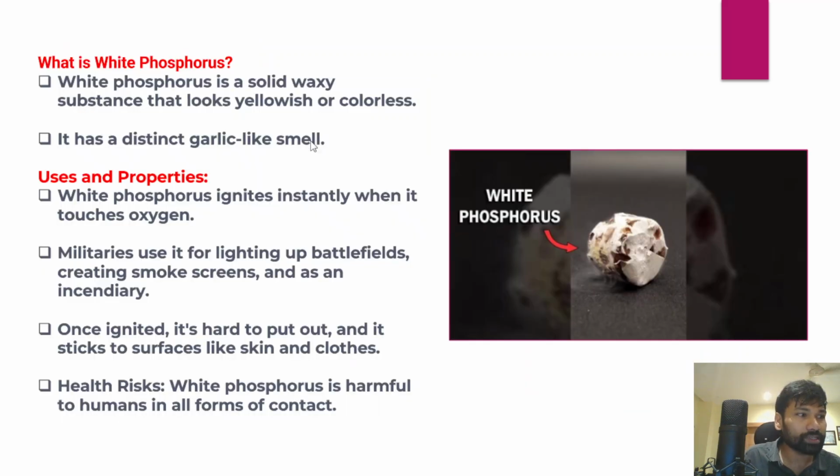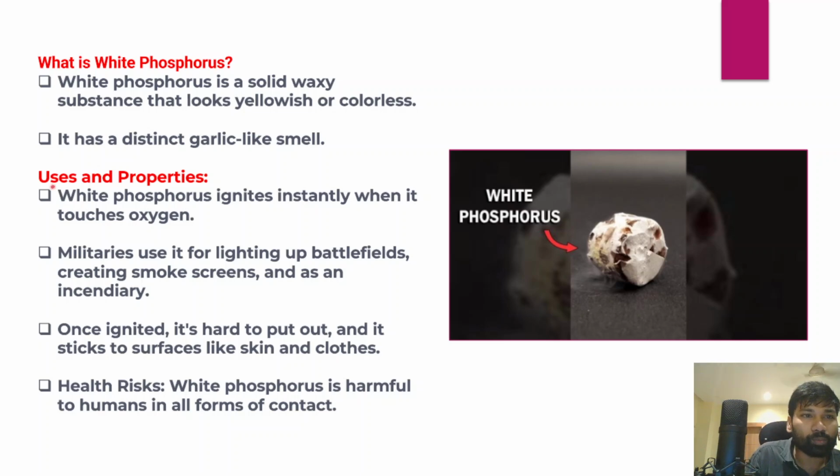White phosphorus is a solid waxy substance that looks yellowish or colorless. So either it is yellowish in color or it is colorless, but it is a solid waxy substance. And in fact, white phosphorus very often has a garlic-like smell. The characteristics of white phosphorus are very important, because you may get a question on white phosphorus, as it is in use.